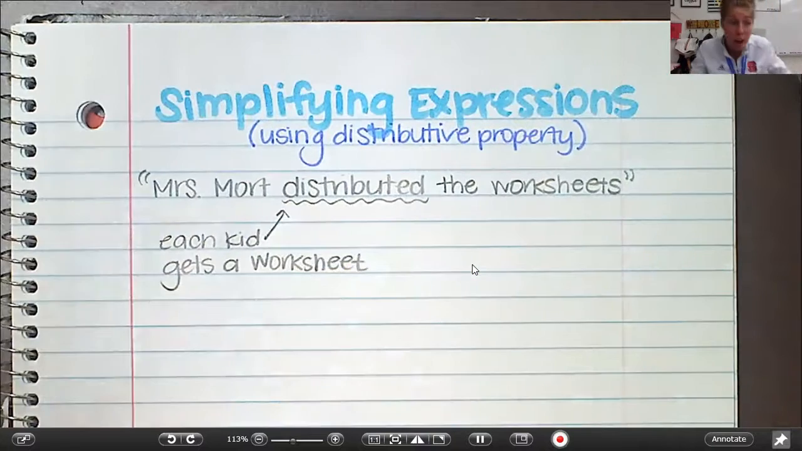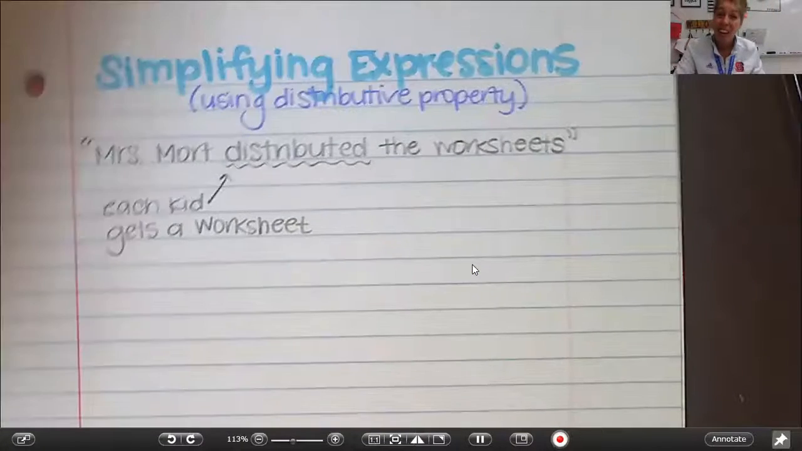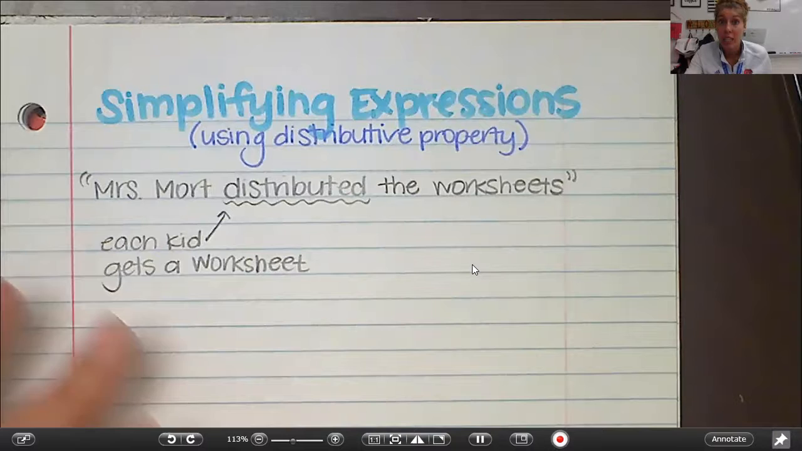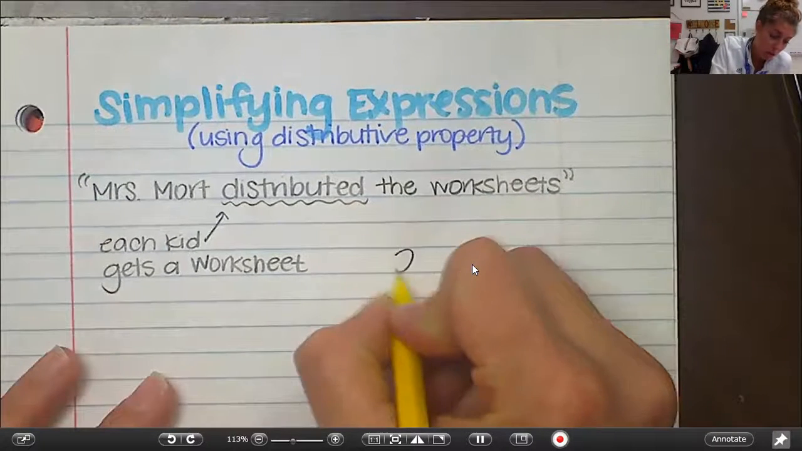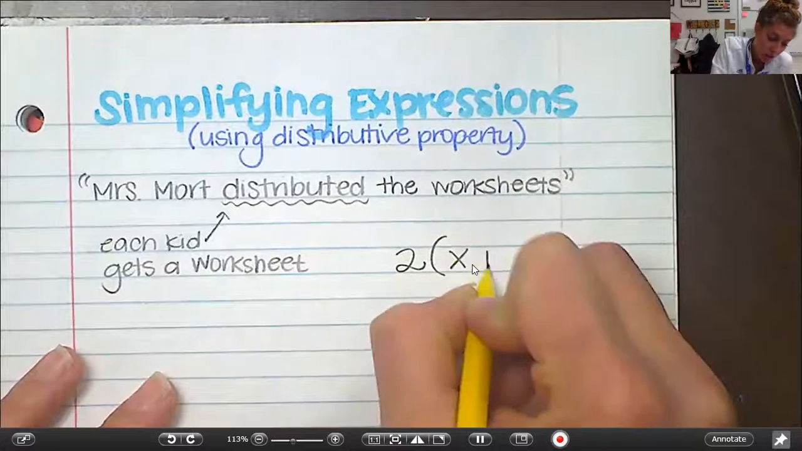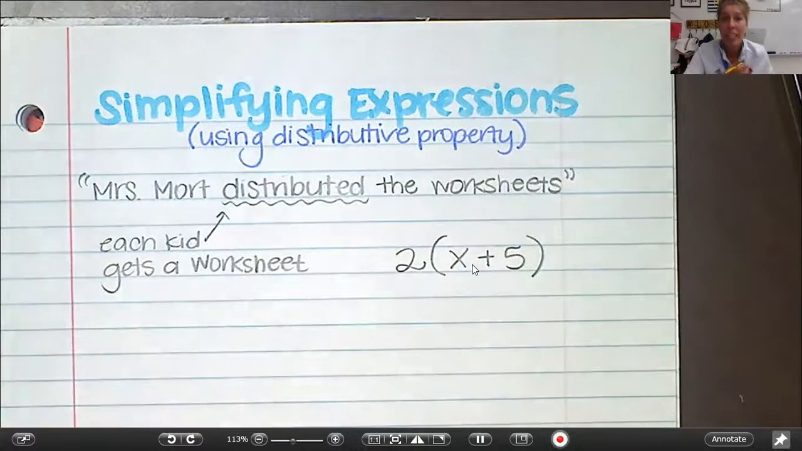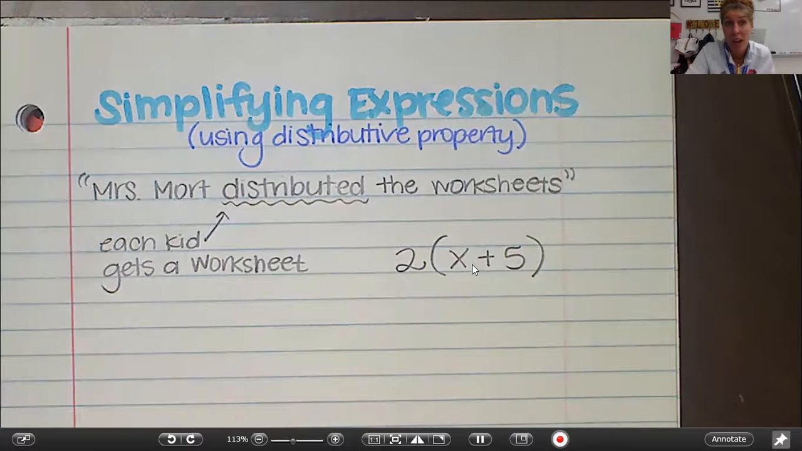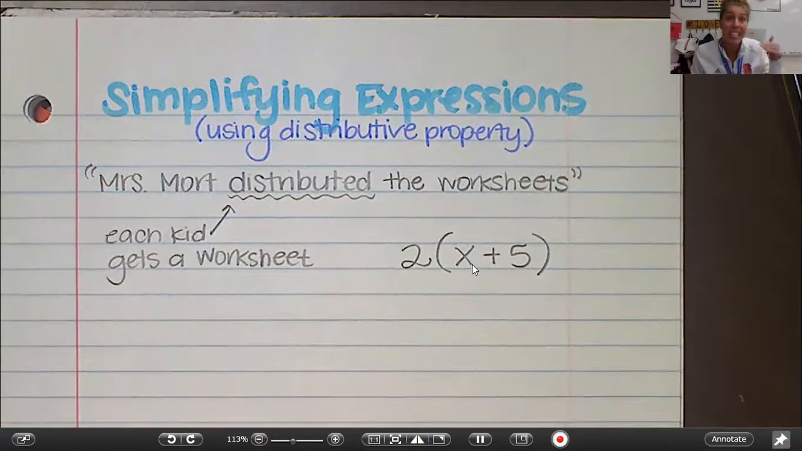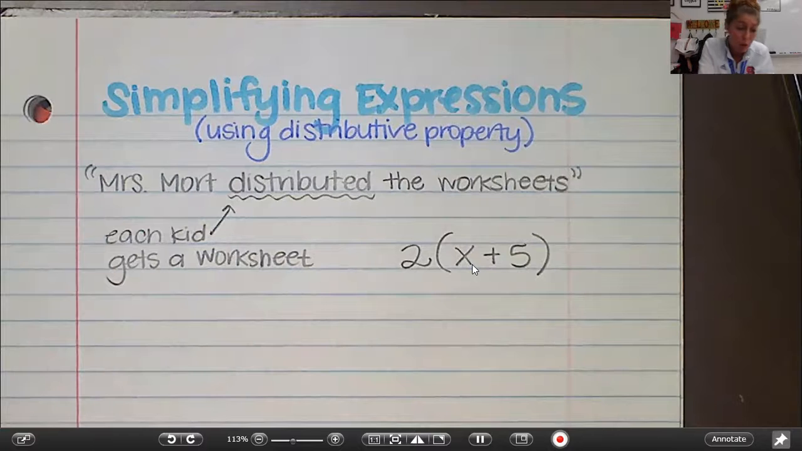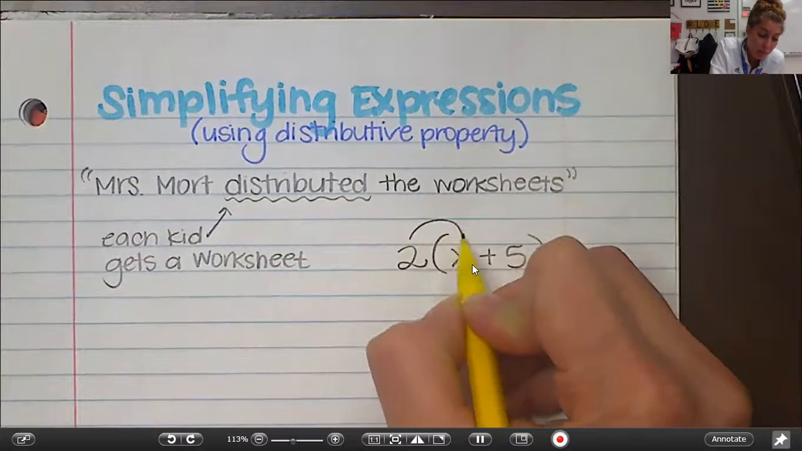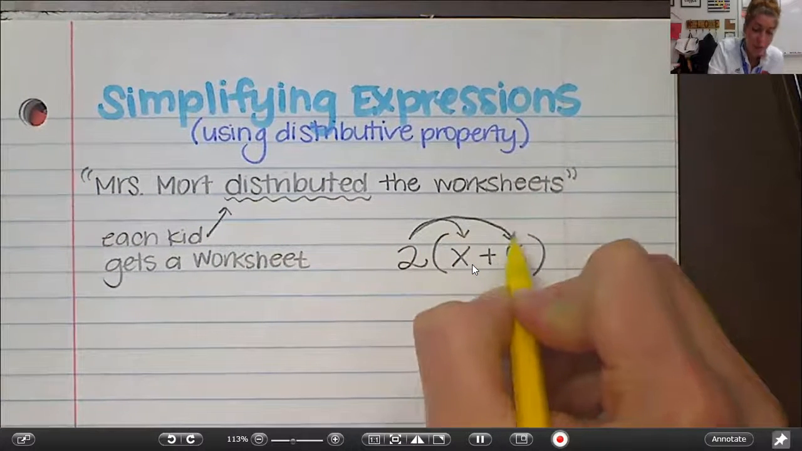That really is what happens in math when you are distributing, in this case, a number to the values inside of the parentheses. So here's what I mean by that. Here's a very basic example of the distributive property. 2 times the sum of x and 5. This was one that we could write from an algebraic expression the other day. Sounds similar to a problem that we did. So the distributive property in math is literally distributing that 2 to both values inside of the parentheses.